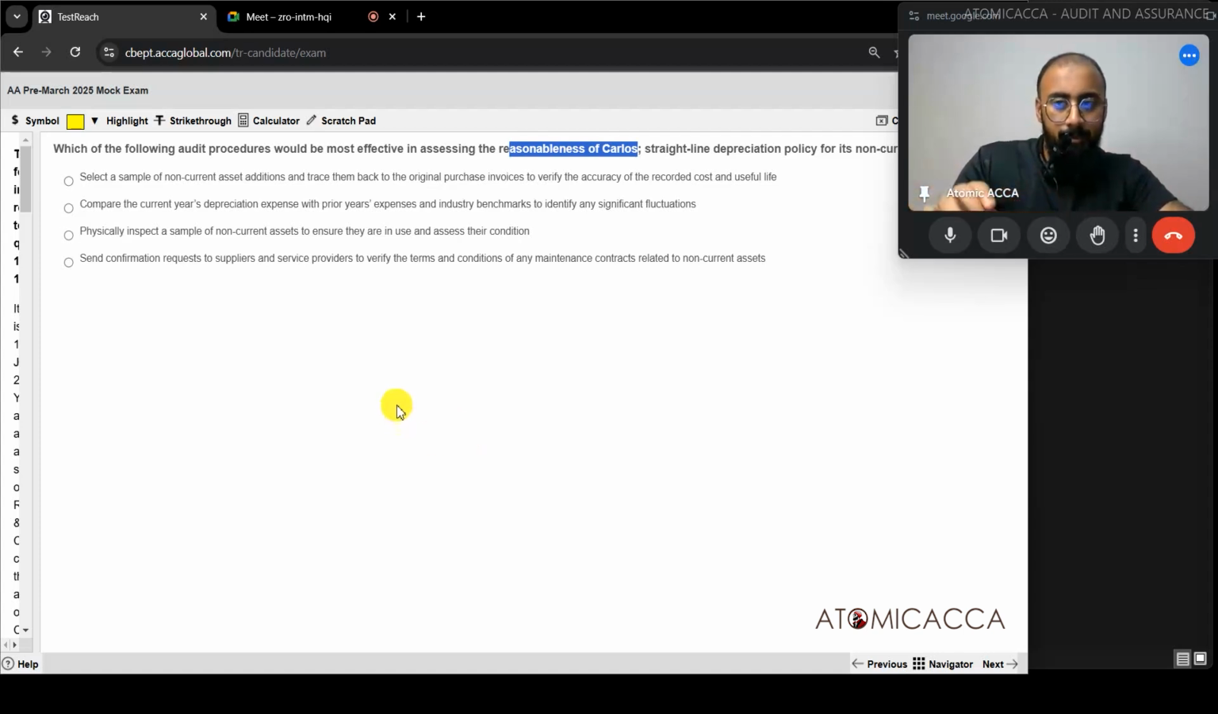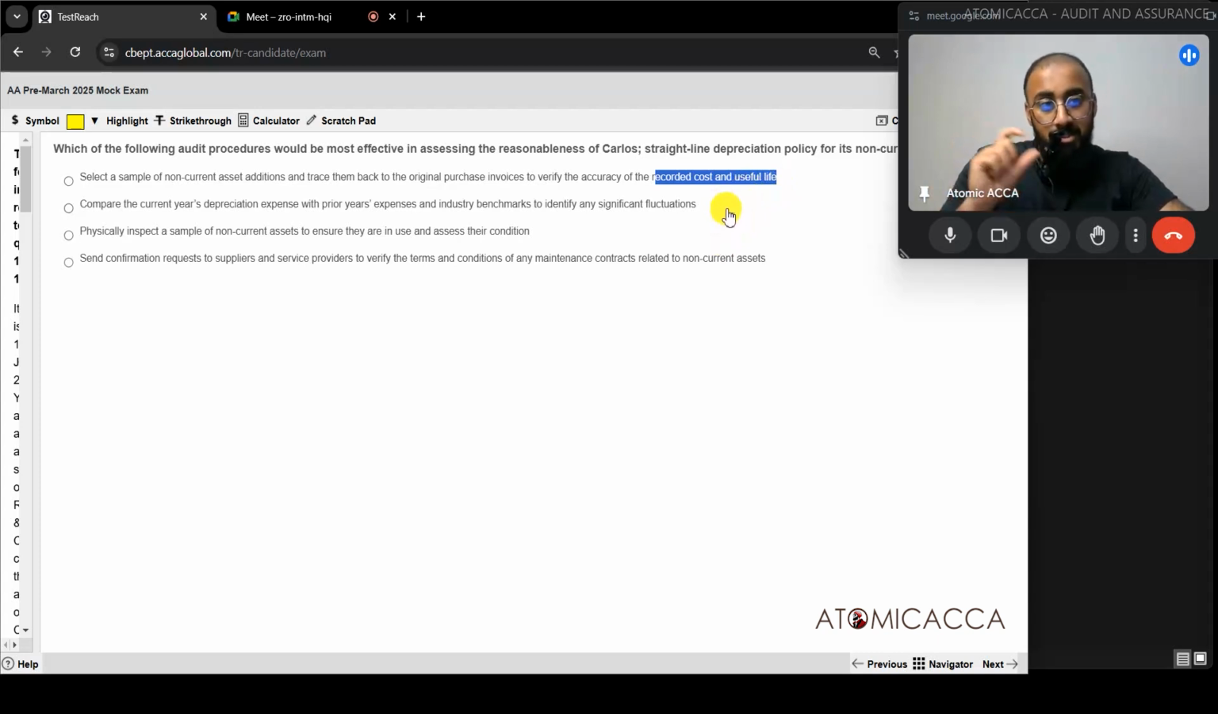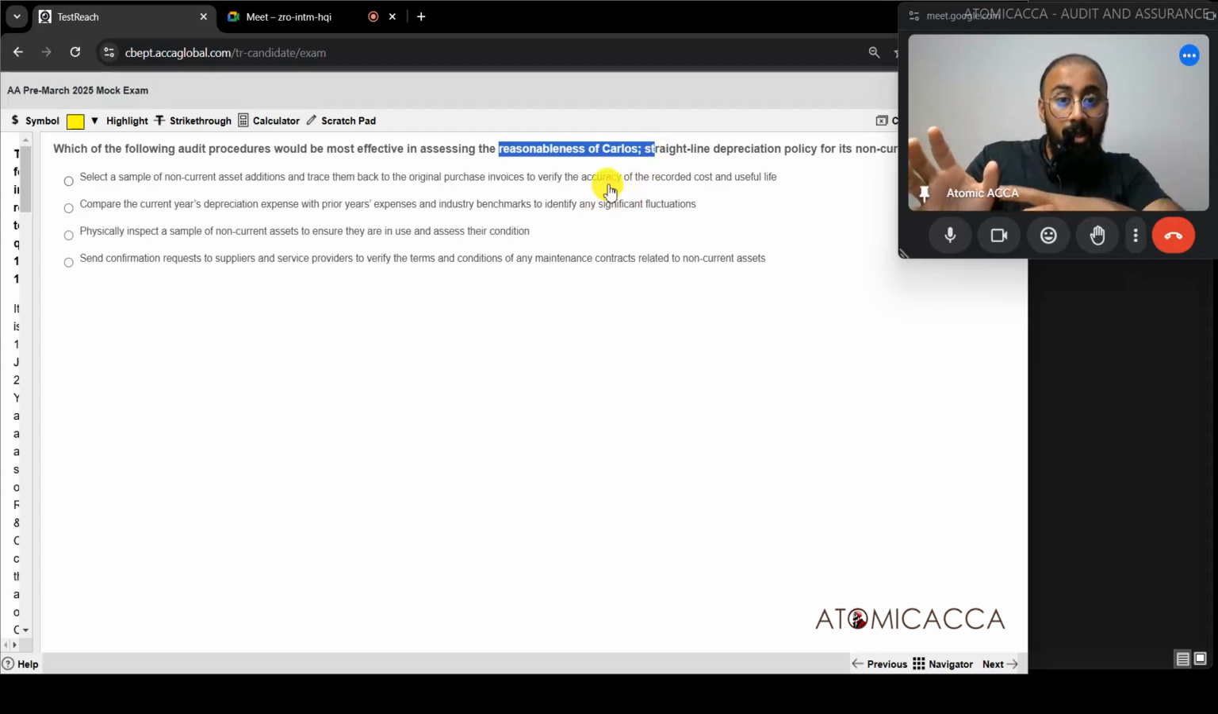So first one, select a sample of non-current asset additions that is there in the financial statement and trace them back to the original purchase invoices to verify the accuracy of the recorded cost and useful life. This will give an idea about whether depreciation is recorded correctly or not. But what are we actually trying to find out? The reasonableness of whether using that straight line depreciation is correct or not. I don't want to know whether the depreciation value is correct. I want to see why a straight line depreciation policy is used. So the first one will give me an idea about the depreciation value, but I don't want that over here. That's not my motive in doing the procedures. So first one is wrong.